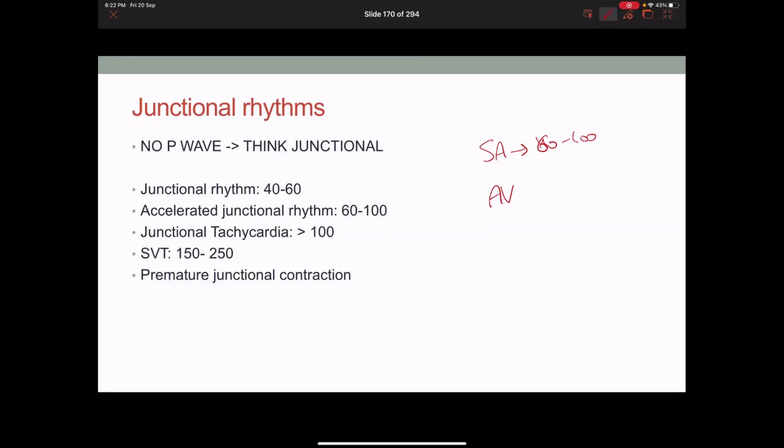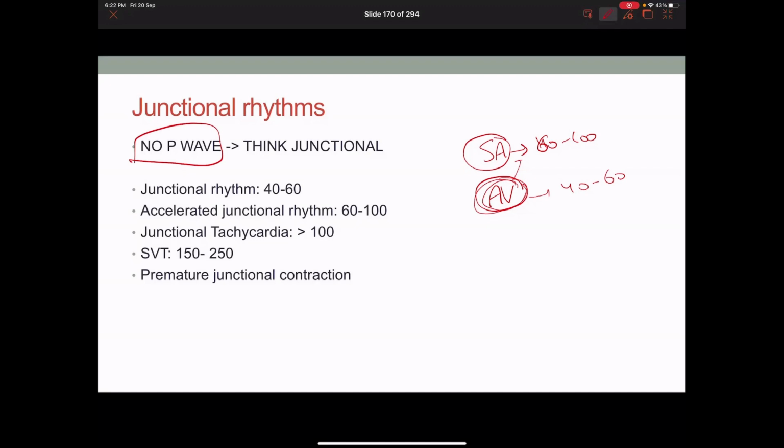Okay. So when the SA node is not working sometimes, the AV node takes over as the new pacemaker of the heart. But the AV node cannot fire impulses at the same rate as the SA node. So when the AV node takes over and controls the rhythm of the heart, it fires at 40 to 60. Okay? And you will not have a P wave. So you'll not have a P wave, but it will be a regular rhythm. It looks kind of normal. It's just there's no P wave.